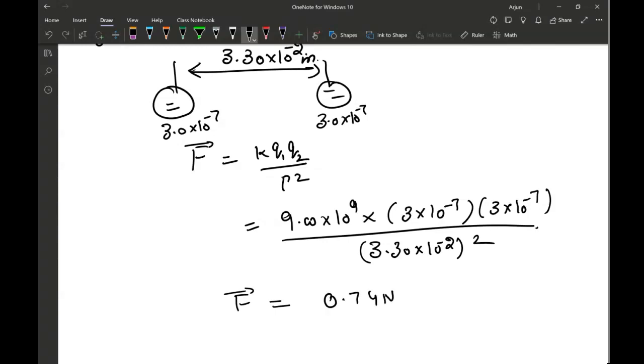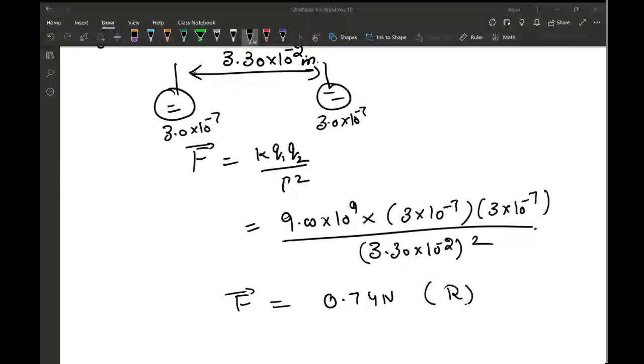And what will this force be? This will be a force of repulsion. Hopefully you understood these questions.